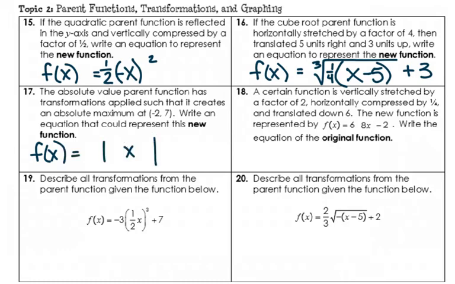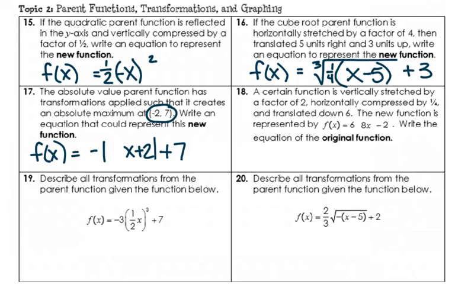Okay, so number 17, the absolute value is your parent function. So you know it looks like this. It creates an absolute maximum at -2, 7. So that means it's moved to the left 2, so +2 inside, and it moved up 7. And then it also had to flip over to get -2, 7. Well, I would also accept this. Because it says absolute maximum, that means this point has to be a maximum, which is why it had to flip over, which is why I put the negative in front.